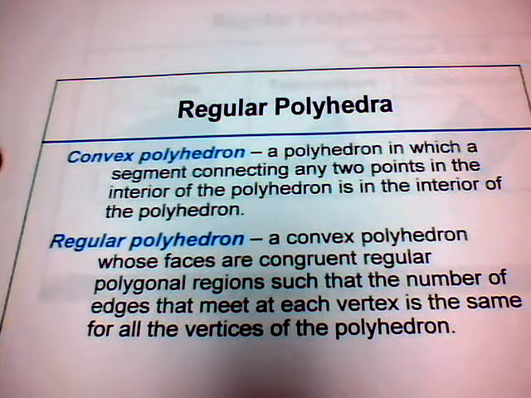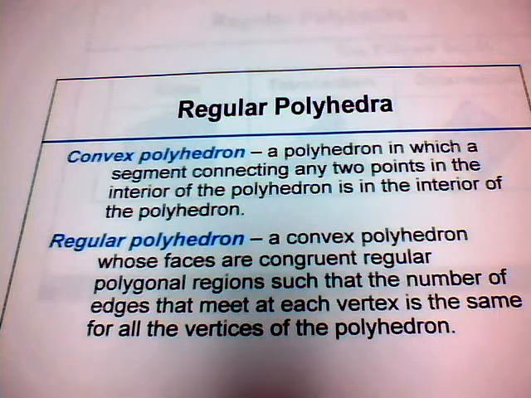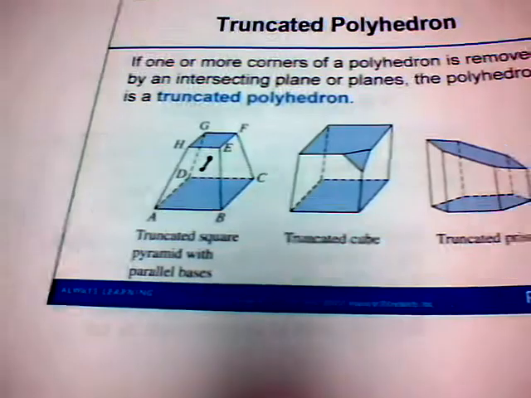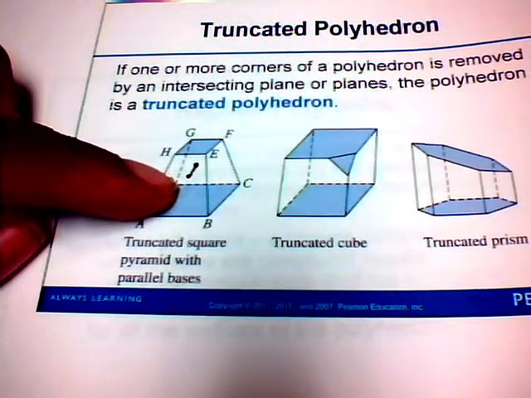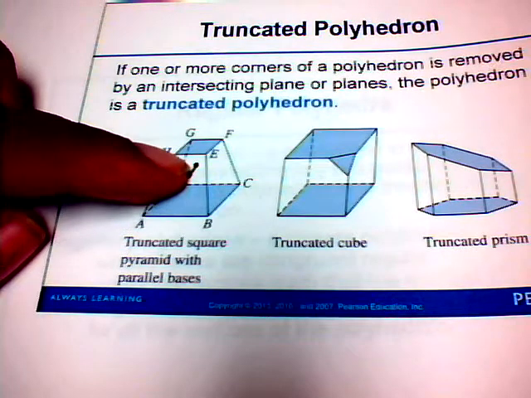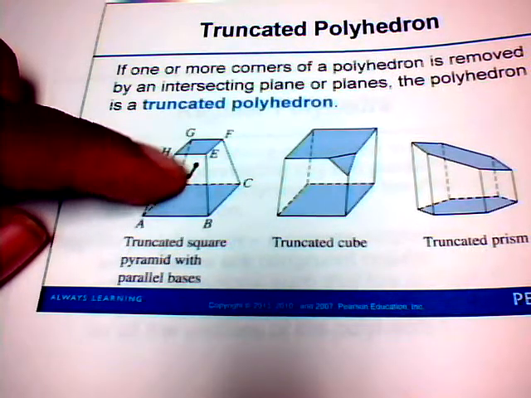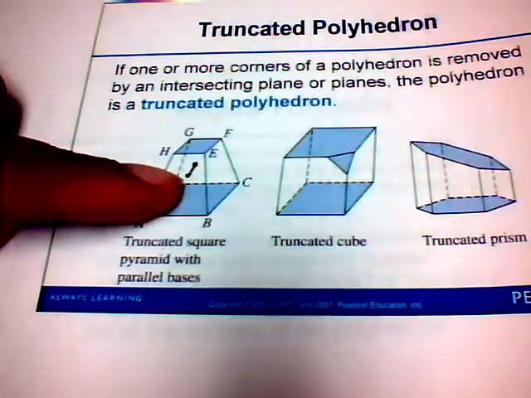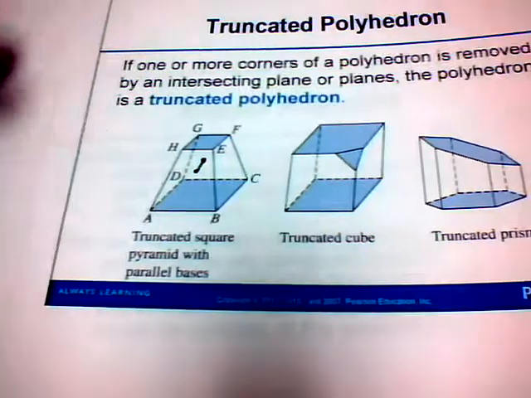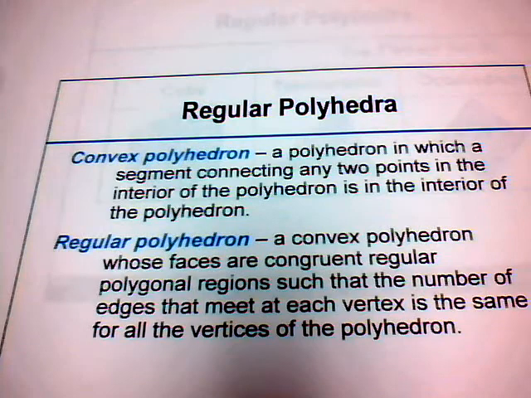All right, next is a convex polyhedron. A convex polyhedron is a polyhedron in which a segment containing any 2 points in the interior of the polyhedron is in the interior of that polyhedron. So in this case here, if I have 2 points inside this polyhedron, then that means I can draw a line segment that connects those 2 points, and that line segment is inside that polyhedron. Okay, that's what convex means.